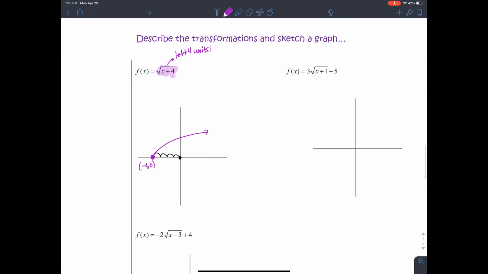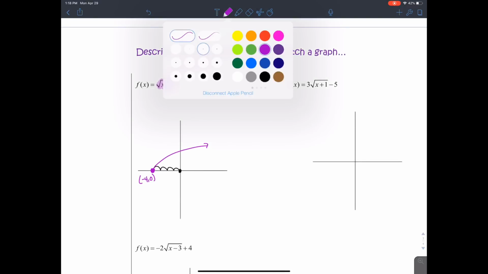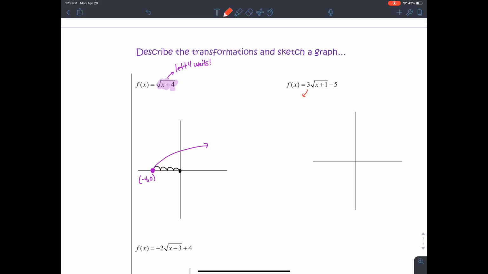So one that's a little more involved, let's look at the next one here. So the letter out front, the a value, since a is positive, so the absolute value of 3 is greater than 1, that tells us that there's going to be a vertical stretch.